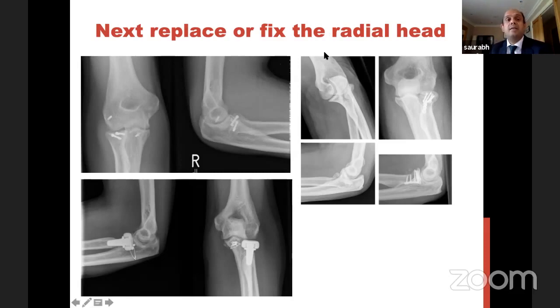So second is radial head. Radial head, either you can fix it with screws, fix it with a plate, or you can replace it with a radial head replacement. These are the 3 options you've got. If you decide to fix a radial head, it has to be solid fixation to allow the patient to move the elbow practically day 1 post-op. If not, then replace it.